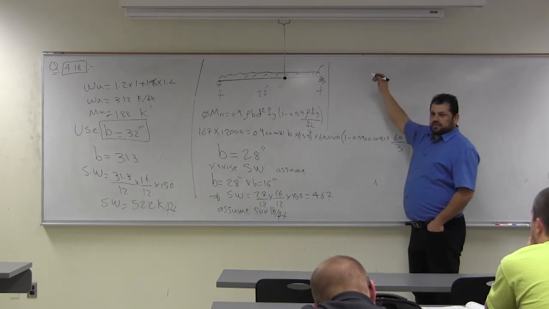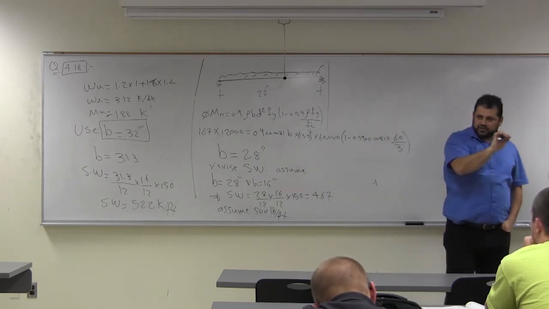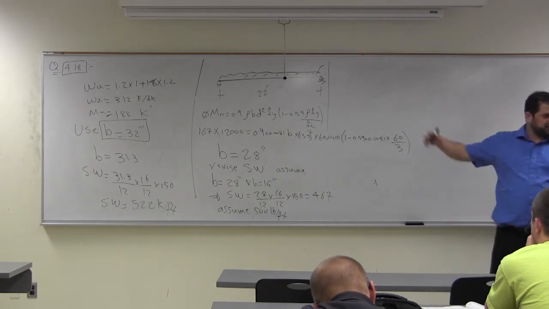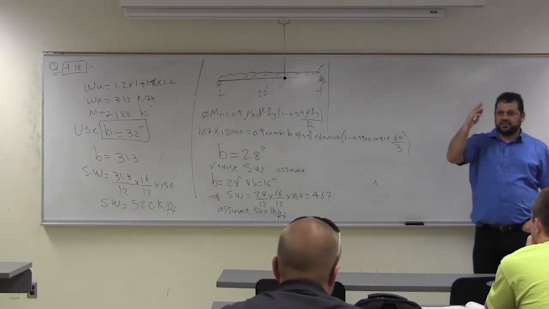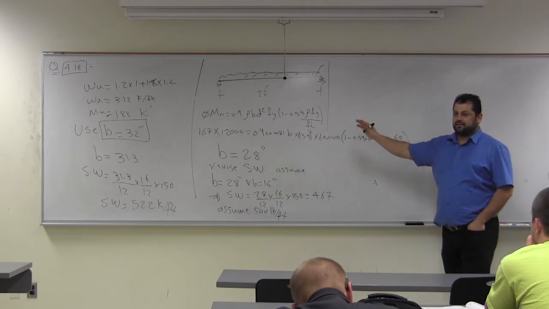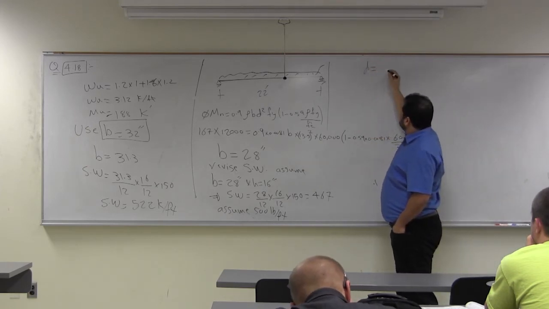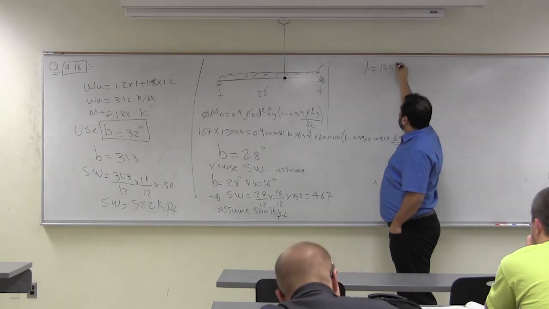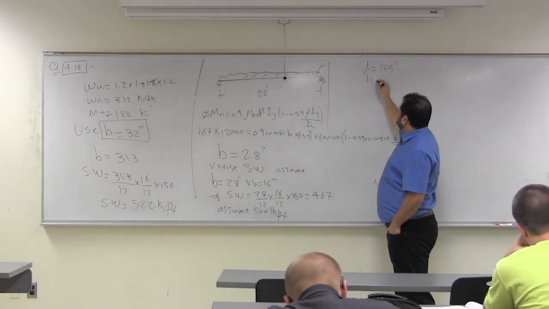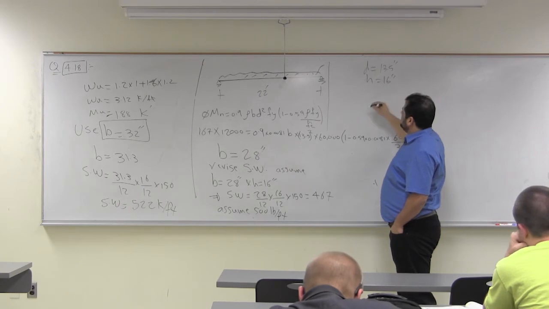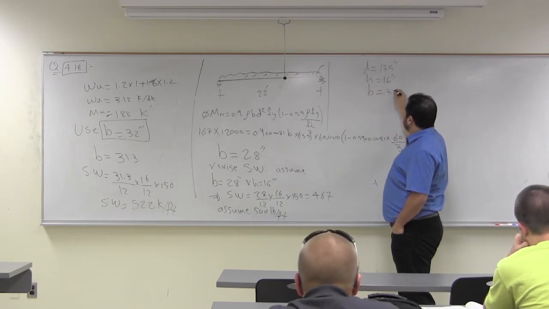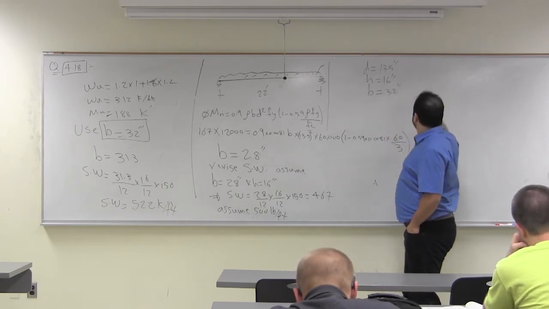So now let's summarize our design. At the end of the question, we sketch your section. So I know you can get numbers, but show me the section. Not done. So our D is what? 13.5 inch. Our H is 16 inch. Our B is 32 inch.